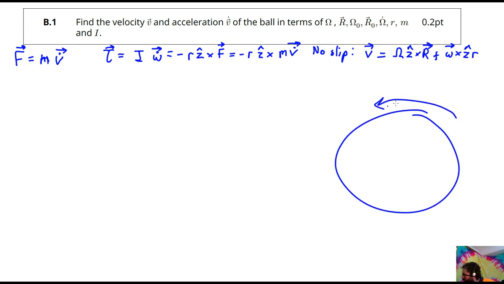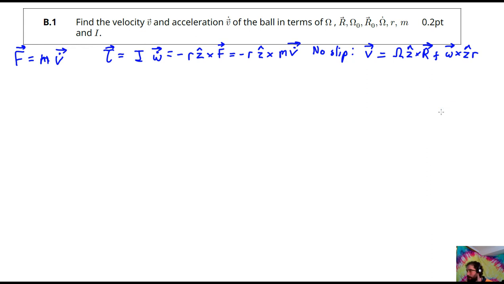and it's spinning around like this with some angular velocity omega, omega is no longer a constant. Omega is allowed to change over time. In part B, we just need to find the velocity and the acceleration of the ball again. And to do this, we're going to borrow some of the equations that we used when we were solving part A.